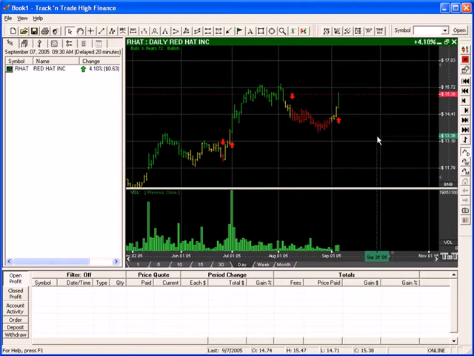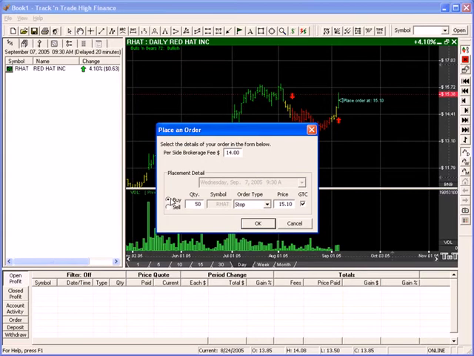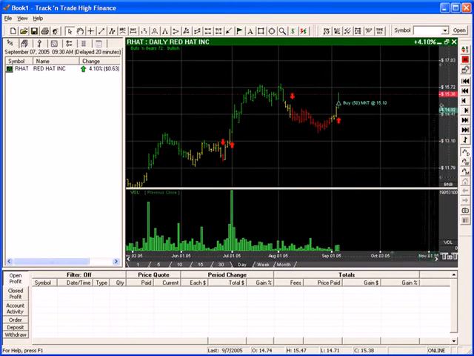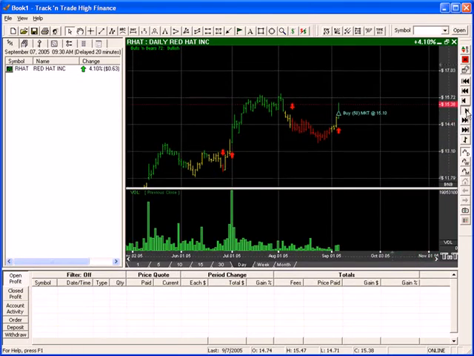Remember when we did the stop order, we placed our order to get into the market, and let's do that again. Let's come in here and place our market order, and we're going to buy 50 shares of our Red Hat stock at the market. It's going to be a market order, so the price doesn't matter because we're going to get filled on the first opportunity, and it's going to be good till canceled. We hit OK. Now we're going to wait until the order is filled.